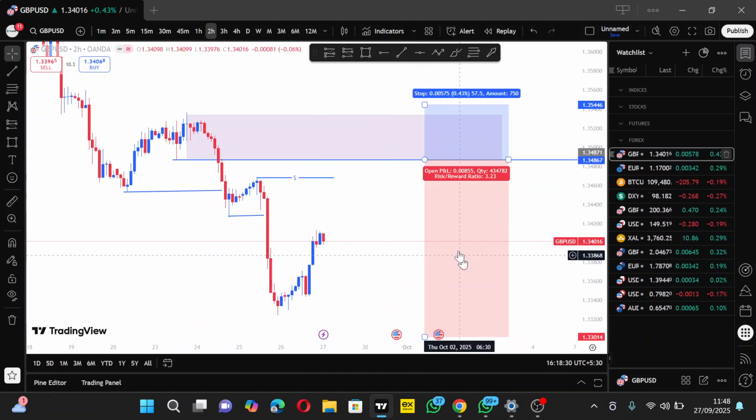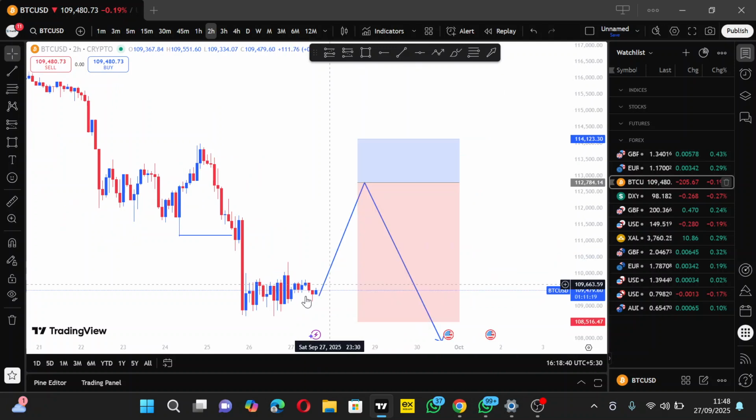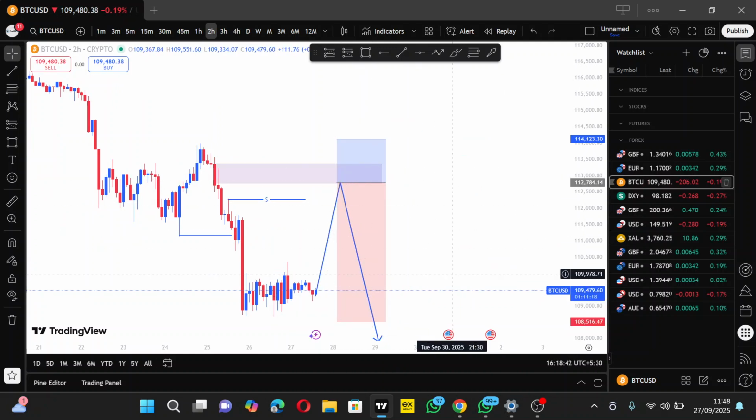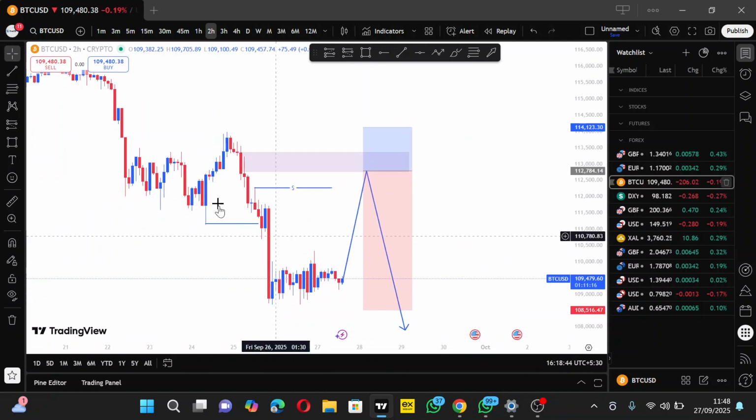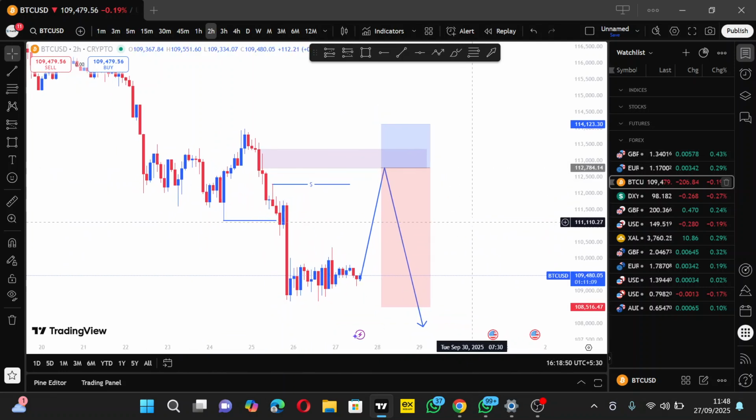We expect price to tap into this area before we sell. Euro USD, the same thing, expecting price to tap into this area before we sell. Are you guys seeing? BTC USD, the same thing. This is liquidity. Liquidity is present already, so I'm waiting for price to get to this area before we sell. Is that understood?